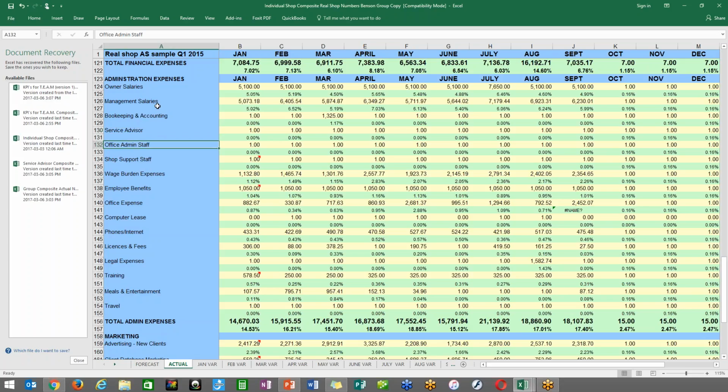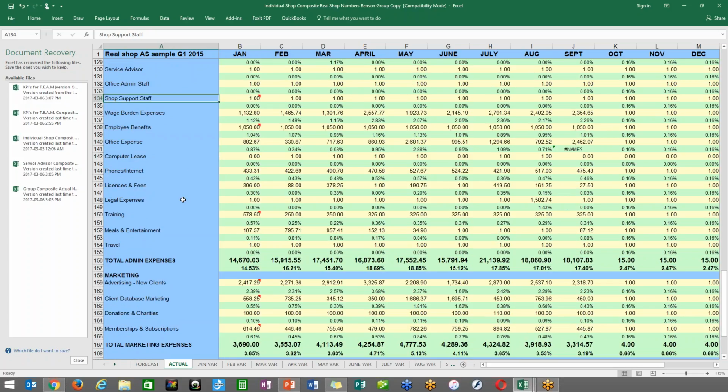Office admin staff, not everybody has that, but if you do. Shop support staff, maybe you have somebody that's cleaning up the bays or whatever. If that's the case, we provided a category for that.